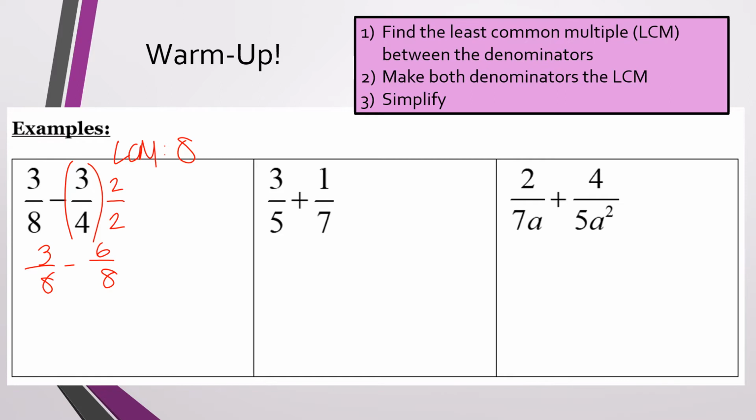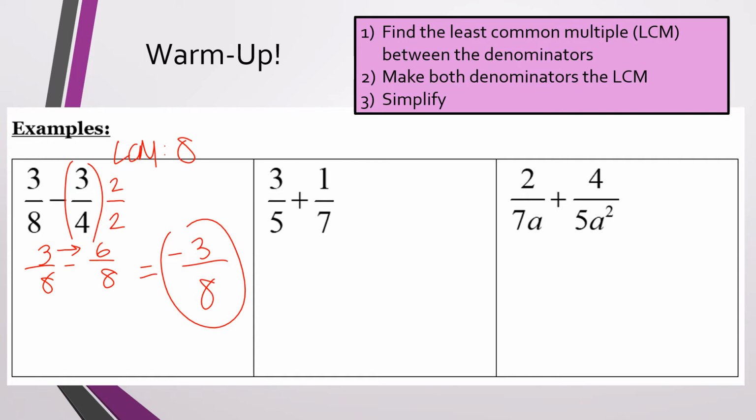And now you would just subtract or add on the top. You don't touch the bottom, you just subtract or add on the top. So 3 minus 6 is negative 3, and then over 8, and that's your answer. The denominator stays the same, and your final answer does not change to 16.